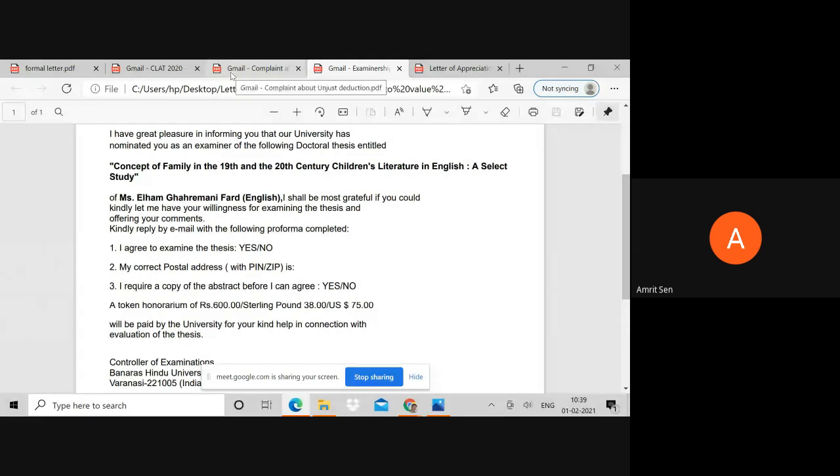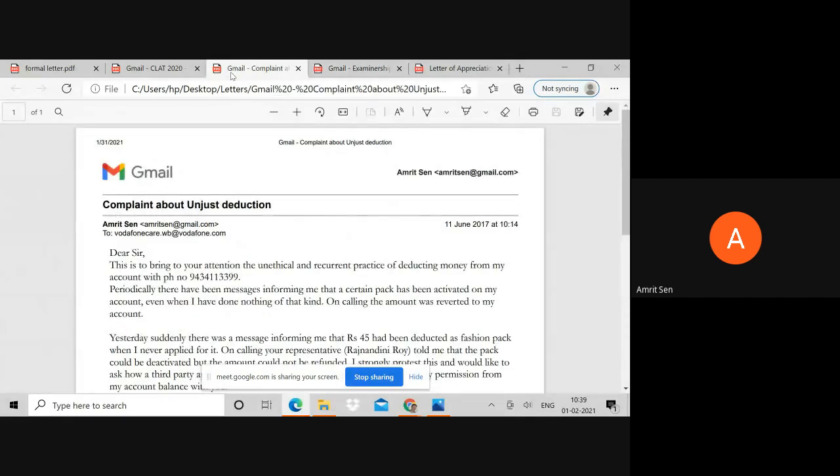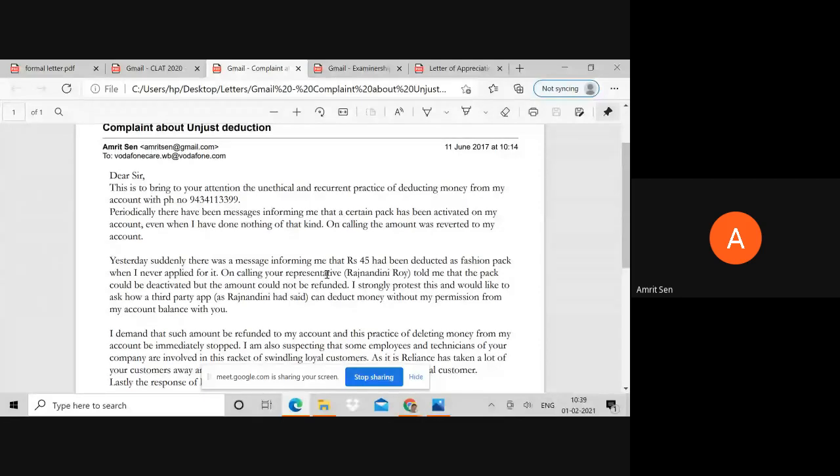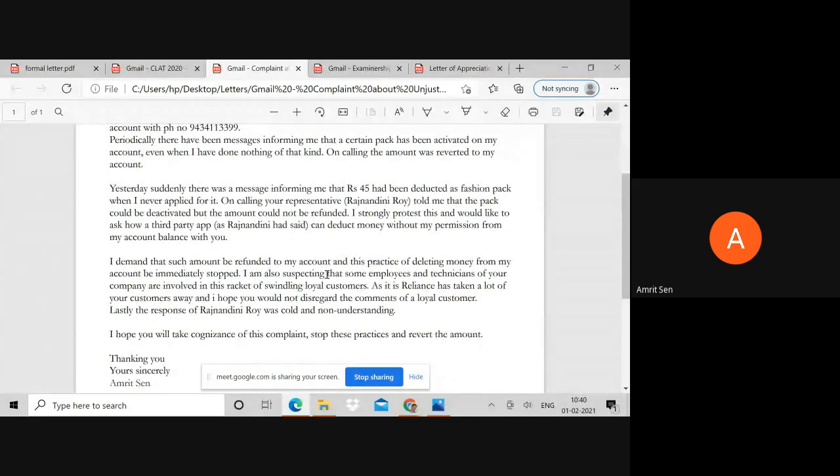Say, this is another email that I wrote. And this is a letter of complaint where the tone you will find is much more direct and harsh, right? Many of you have encountered this: your mobile data pack has been activated, which you do not want. So I am stating the purpose clearly. Dear sir, this is to bring to your attention the unethical, and at the very beginning I am using the tone of complaint, the unethical and recurrent practice of deducting money from my account with phone number this.